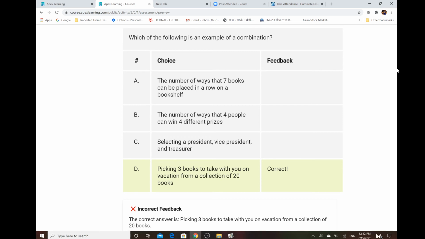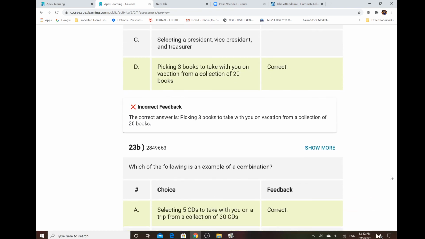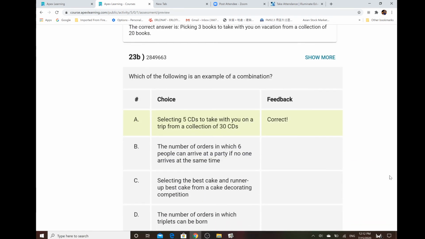So picking 3 books to take with you on vacation from a selection of 20 books. Let's say that you picked a book randomly. It doesn't matter in which order. So then that would be considered a combination. Again, combination, order does not matter. And which one of the following is an example of a combination? Selecting 5 CDs to take with you on a trip from a collection of 30 CDs.